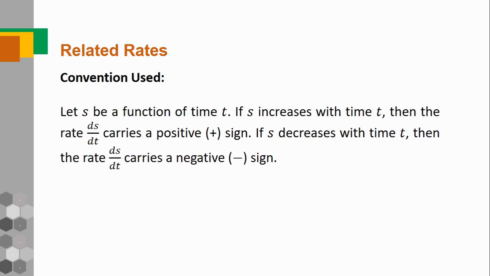If we let s be a function of time t, and if s increases with time t, then the rate ds over dt carries a positive sign. And if s decreases with time t, then the rate ds over dt carries a negative sign. Let's have an example.